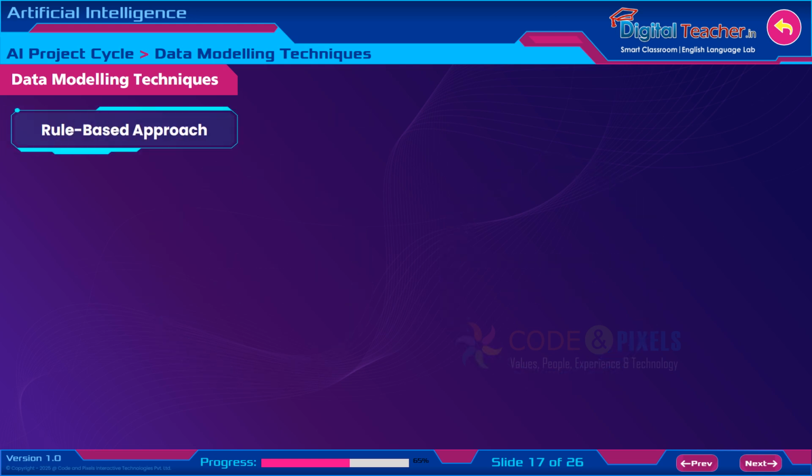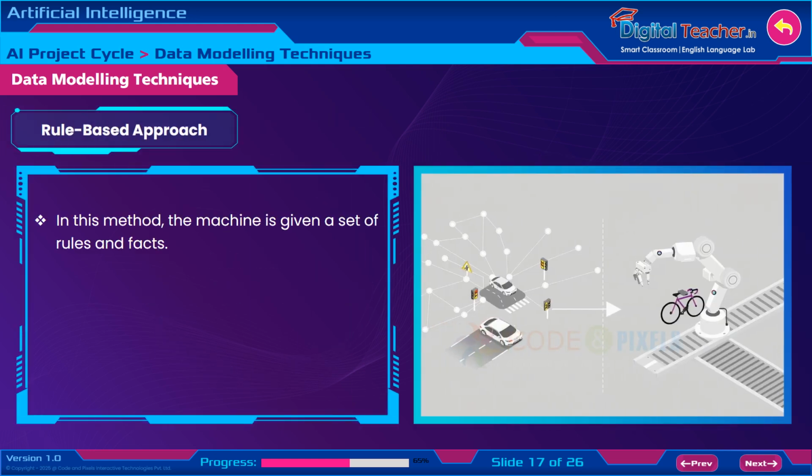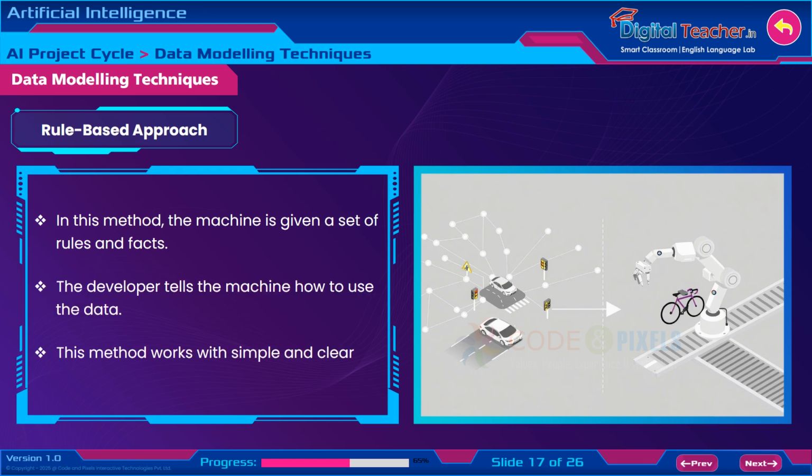Rule-based approach. In this method, the machine is given a set of rules and facts. The developer tells the machine how to use the data. This method works with simple and clear data.